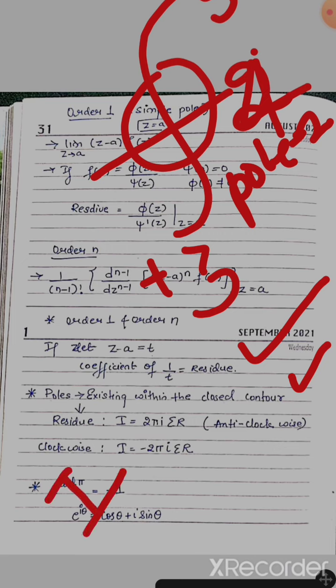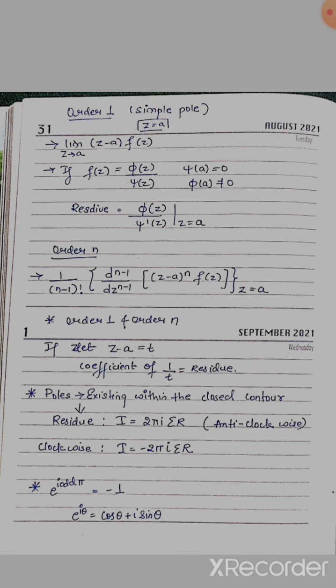If it is lying in the closed contour, then I is equal to 2 pi i times the summation of the residues. The residue will be this one, and here it is anticlockwise. If it is clockwise, then it is minus 2 pi i times the summation of the residues. So this is the way that you will get the final solution.